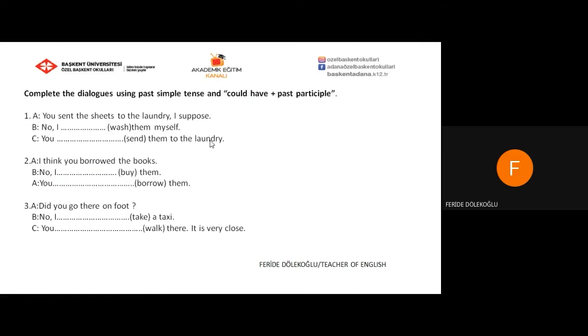Now we will do some exercises. It says complete the dialogues using past simple tense and could have plus verb 3. First, we will use past simple tense, then we will fill in the blanks with could have plus verb 3. Let's start with the first question. You sent the sheets to the laundry, I suppose? No, I washed them myself. You could have sent them to the laundry. So it was possible.